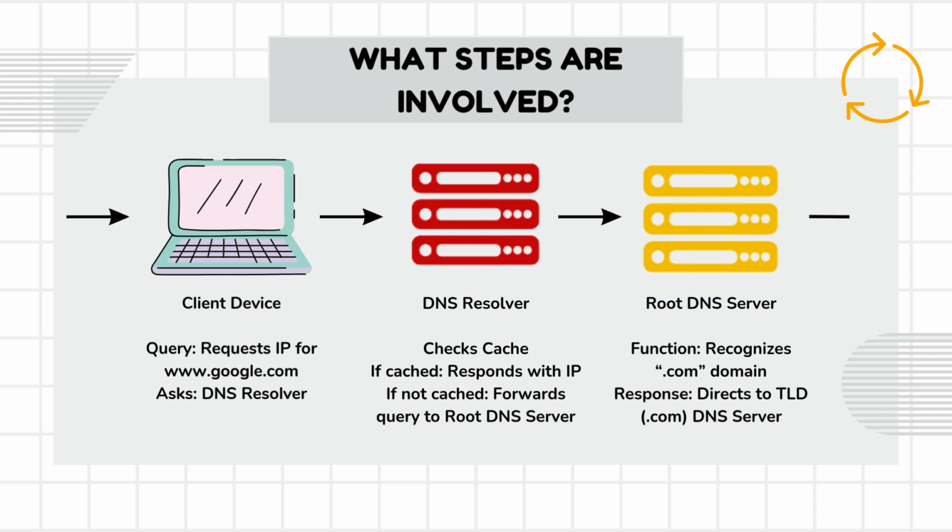Step 2, DNS resolver checks cache. The DNS resolver checks its cache for the IP address. If it's not there, it sends a request to the root DNS server to continue the search. Step 3, root DNS server directs to TLD DNS server. The root DNS server knows it is a .com domain and tells the DNS resolver to ask the .com TLD DNS server for help.